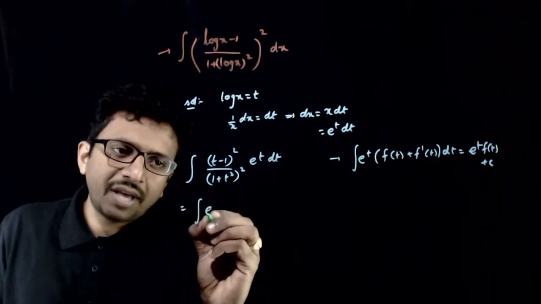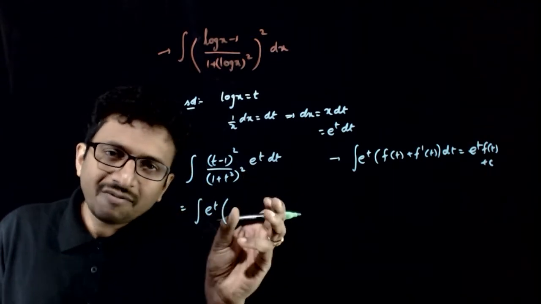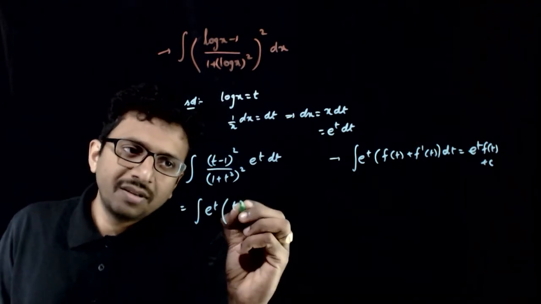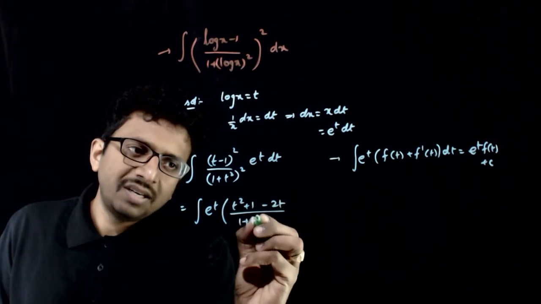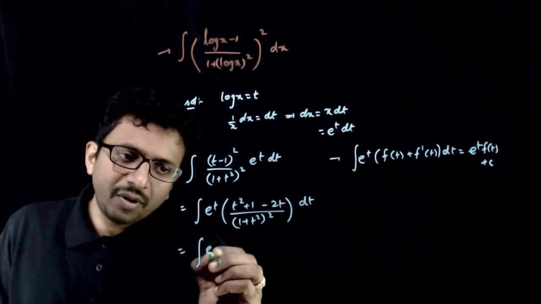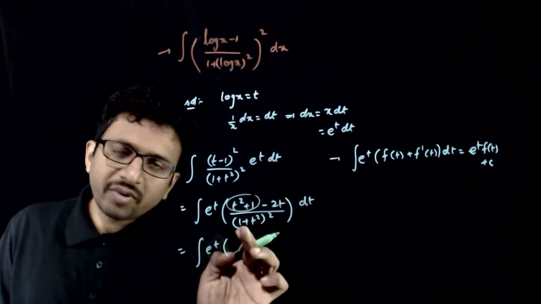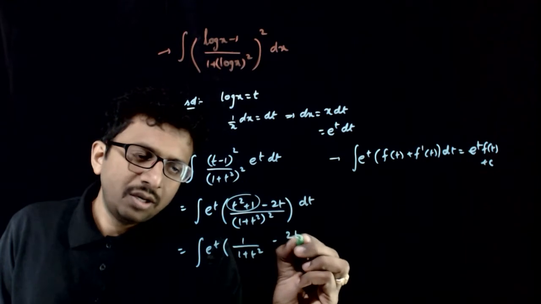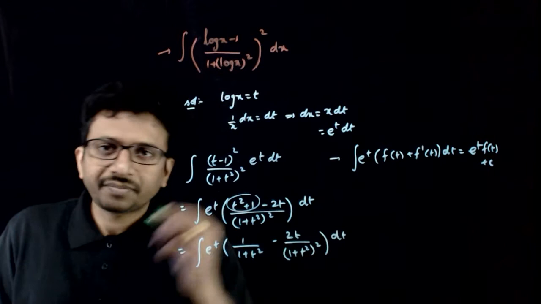So that is equal to integration of, you have an e power t here. So let us try to convert this, whatever it is, into some function plus its differentiation. So I'll expand (t minus 1) whole square. So (t square plus 1 minus 2t) by (1 plus t square) whole square dt. That is equal to integration of e power t times, if I separate this, 1 plus t square by (1 plus t square) whole square is 1 by (1 plus t square), minus 2t by (1 plus t square) whole square dt.